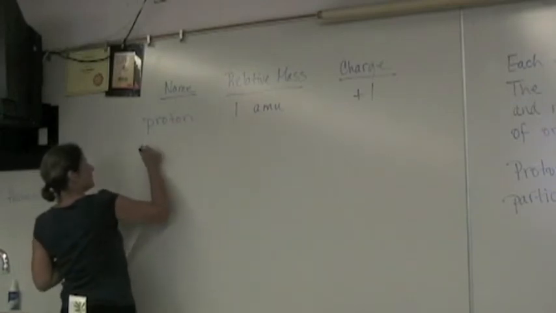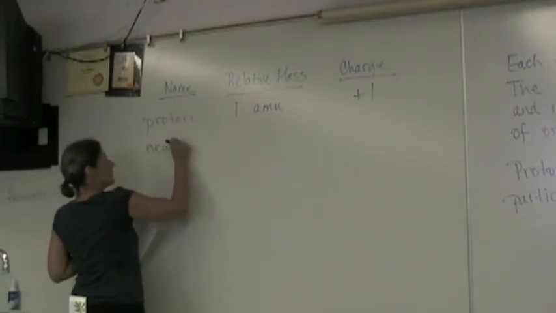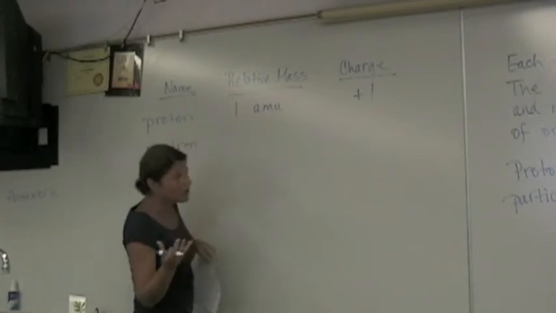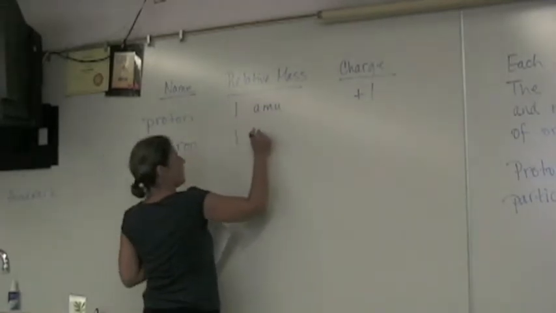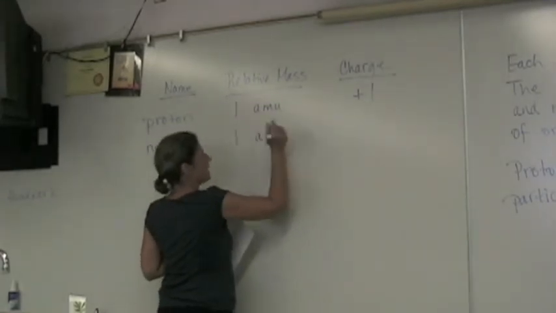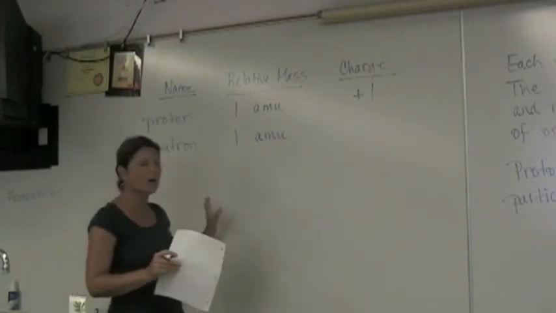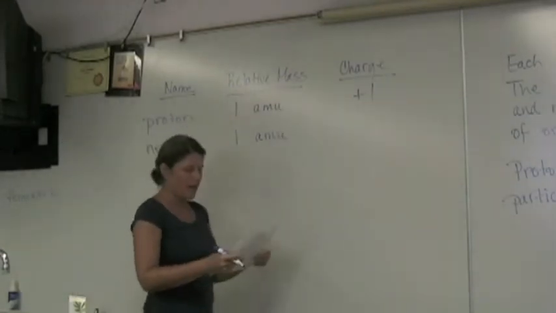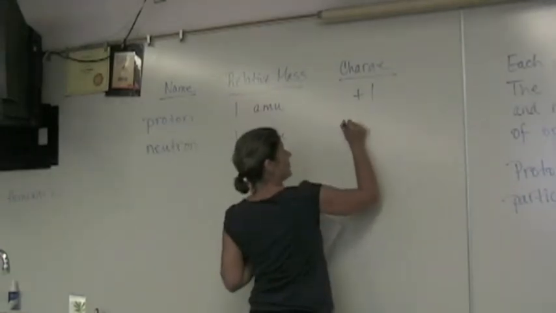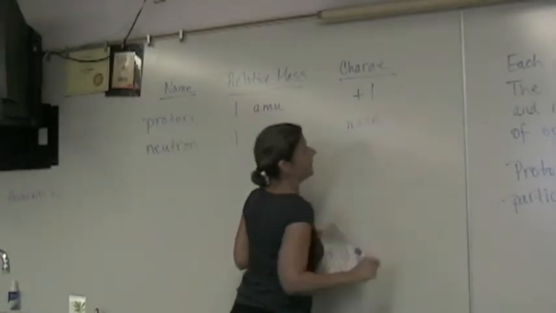Neutrons are also 1 atomic mass unit. Actually, a little tiny bit more, but for what we're doing, this is fine. And they don't have any charge. They're neutral. So their charge is none.